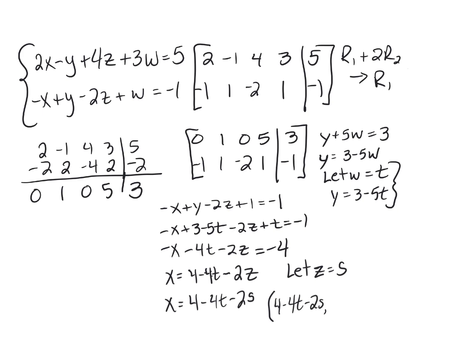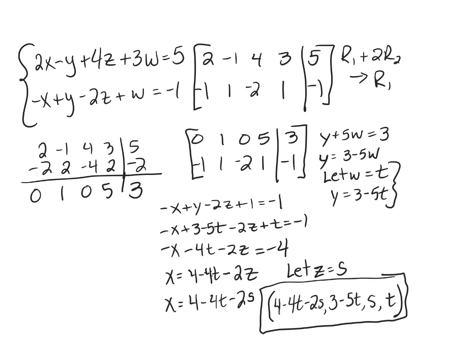y is 3 minus 5t. z is s, and w is t. So this was a wild one that required 2 parameters. Notice that you have 2 equations, but there's 4 unknowns. So you have to be super careful and do the 2. Now, there's an infinite number of ways to do this.